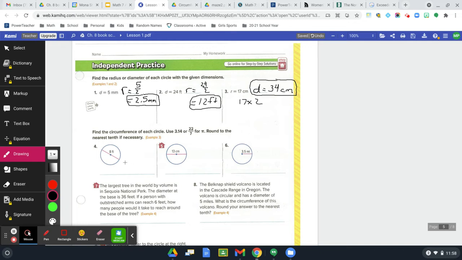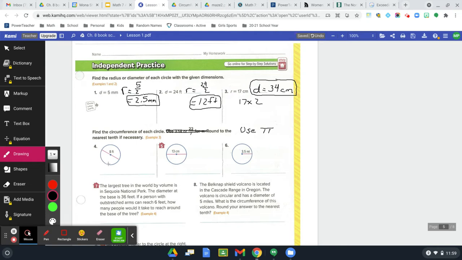So looking at number 4. Now in the directions here, find the circumference of each circle. Use 3.14 or this 22/7, the fraction for pi. So what we're going to do is just use the pi key. We're going to practice that pi key. Okay, we're going to use that pi key on your calculator.